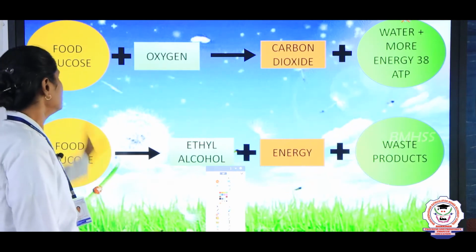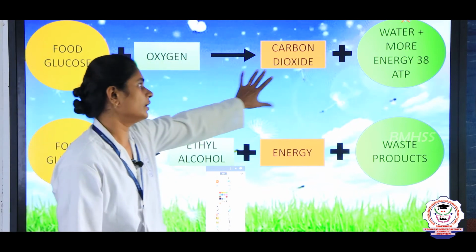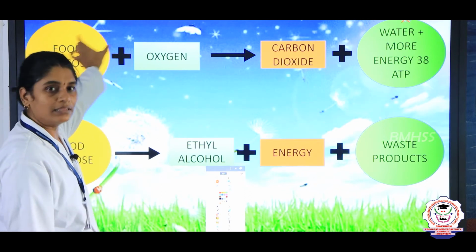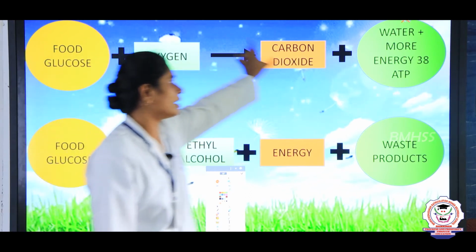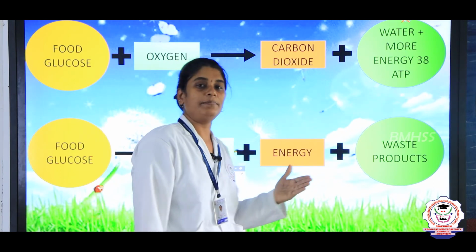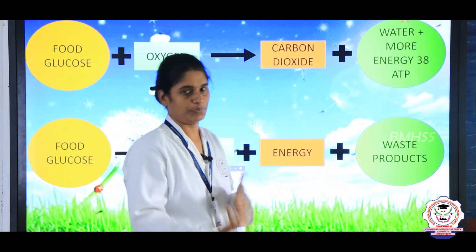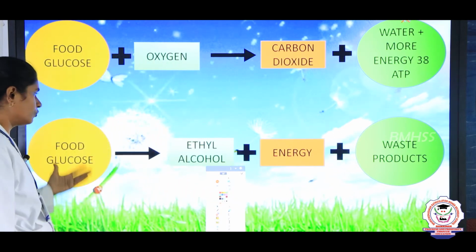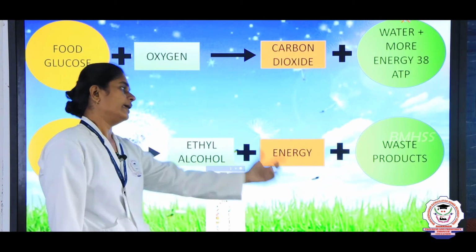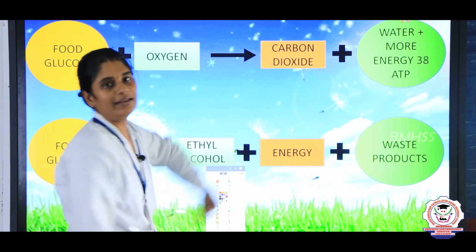Next, in aerobic respiration, you can see the food, glucose, and oxygen are involved in the breaking down of food, thereby giving out carbon dioxide, water and energy in the form of ATP. ATP is the energy stored in special molecules, adenosine triphosphate, right. Then we can see here the food glucose is broken down partially to give ethyl alcohol, energy and waste products, right. So this is the difference between aerobic and anaerobic respiration.